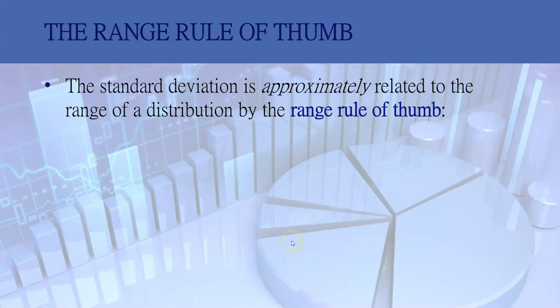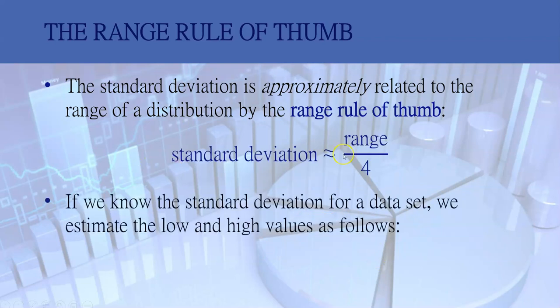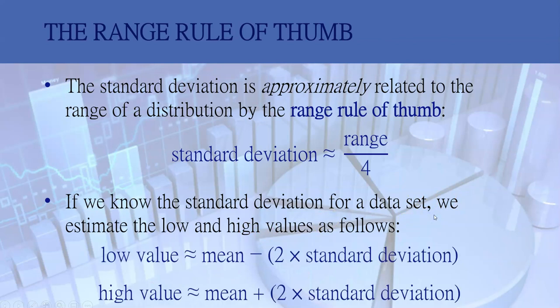Okay, now there's one last thing to talk about. Instead of finding a precise standard deviation, you can also find an approximate standard deviation using the range rule of thumb. And what that means is you take the range and divide it by 4, and that'll give you an approximate value for your standard deviation if that's really all that you need. You can also estimate the low and the high values from your data if you know the mean and the standard deviation instead. It's the mean minus 2 times the standard deviation, and the high value is the mean plus 2 times the standard deviation.